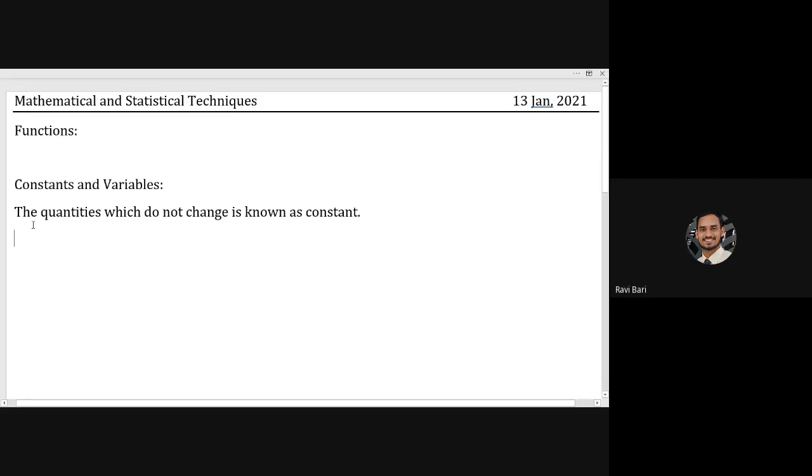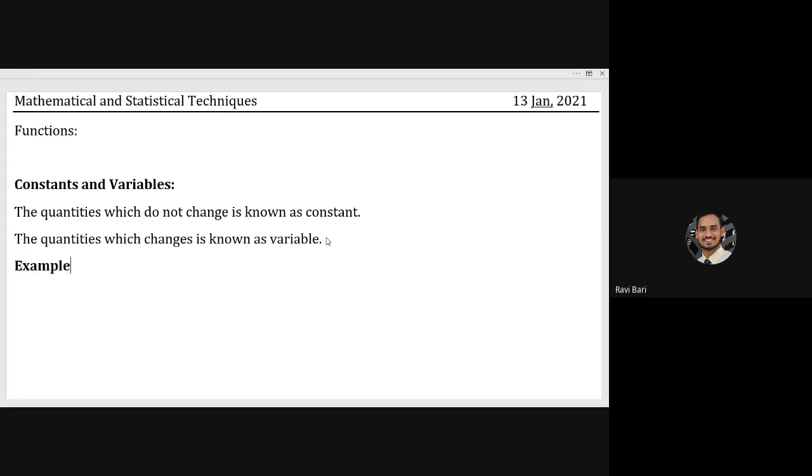And the quantity which changes is known as variable. So these are the definitions of constant and variables. The quantity which does not change is called constant. The quantities which change are known as variable. So here I am going to give you examples, and you have to tell me whether this is a constant or a variable.